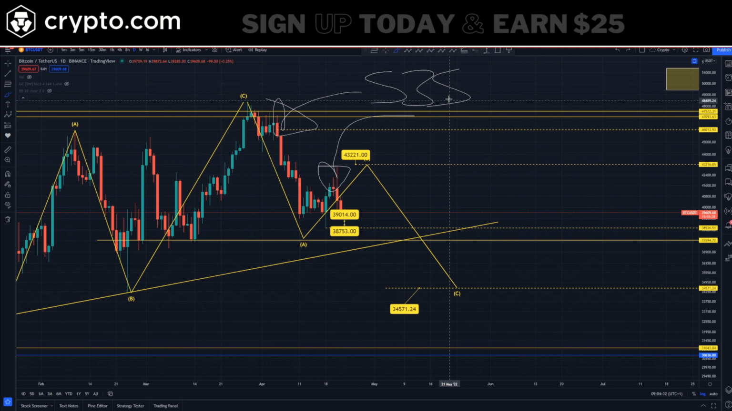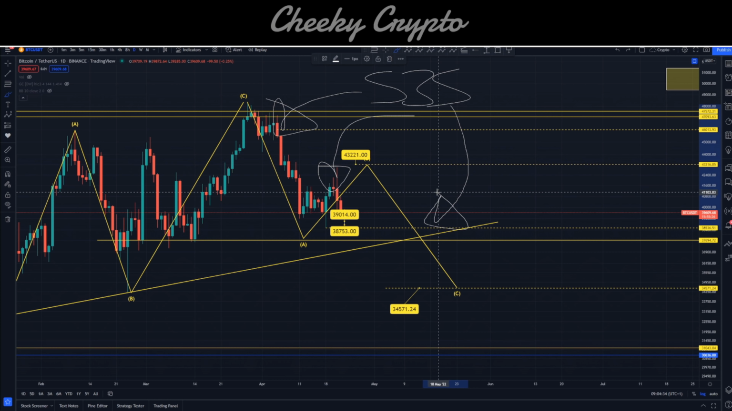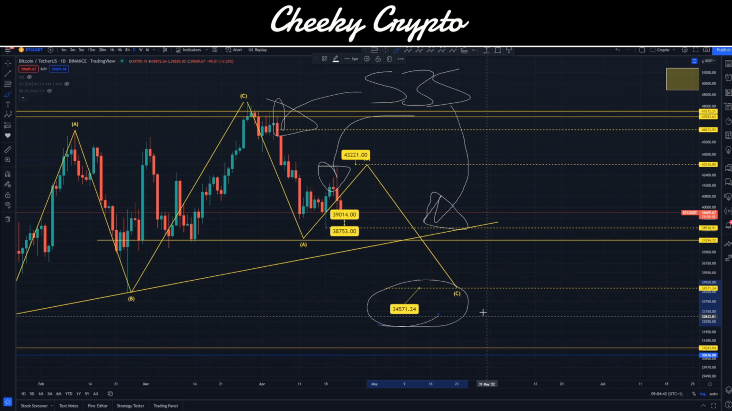$43,221. Okay, and then the final 5 waves haven't happened yet, and we're not even started them yet, but basically they will mirror the 5 waves that we had previously, and this now takes us down to a low of 34,571 on a 1-to-1 ratio. It is possible that it doesn't go down as low as that, and basically that's kind of like the low point that I'm kind of envisioning.